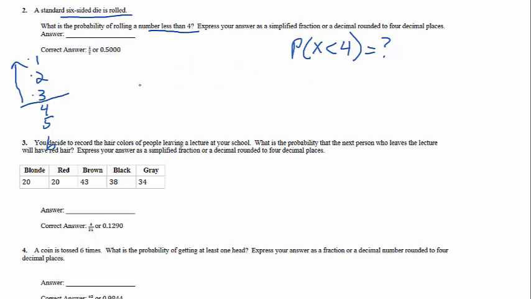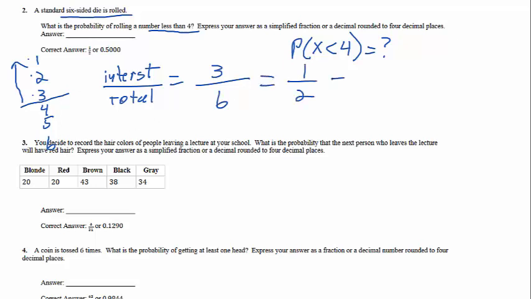Same thing: the total number of possibilities that we are interested in on top, and the total on the bottom. So we are interested in 1, 2, 3 out of the 6. And there are 6 total possibilities because it's a 6-sided die. Therefore, it is 1/2, which is also equal to 0.5. And there's your answer.